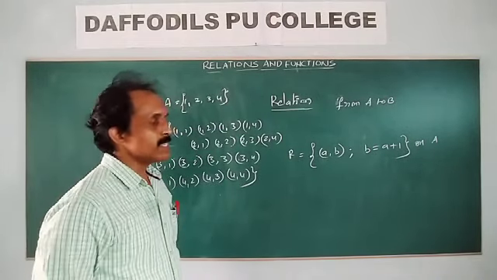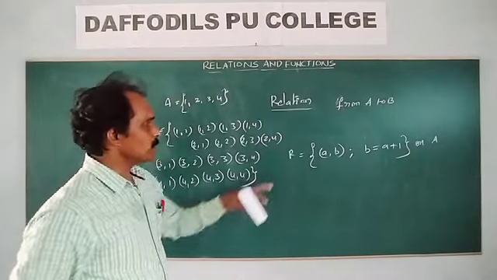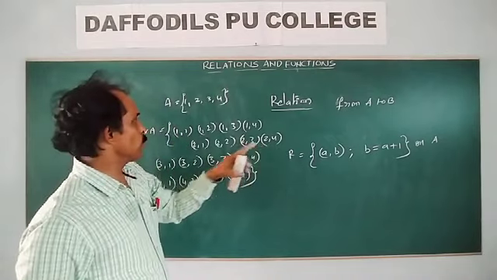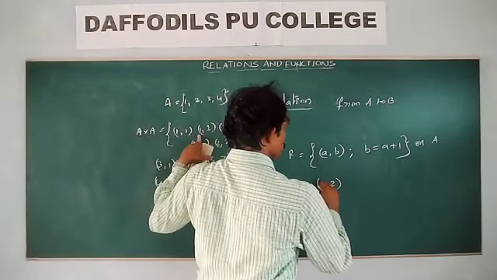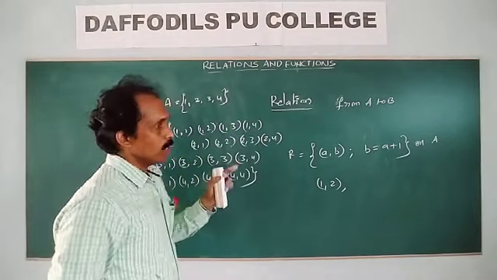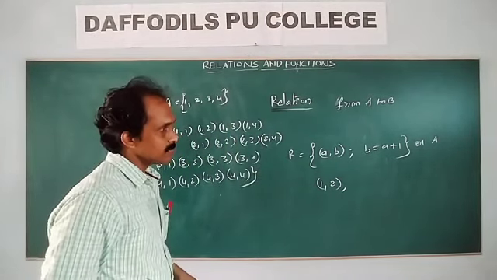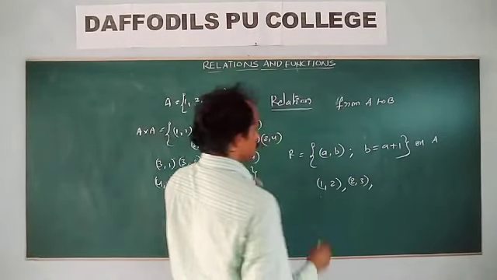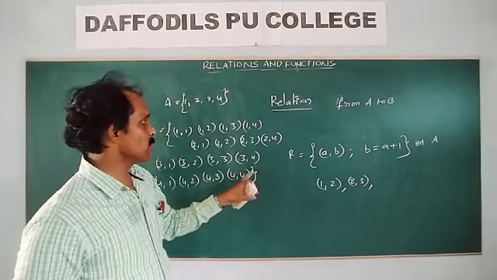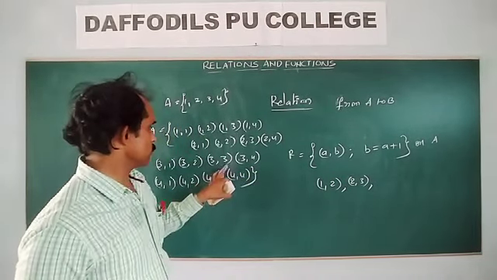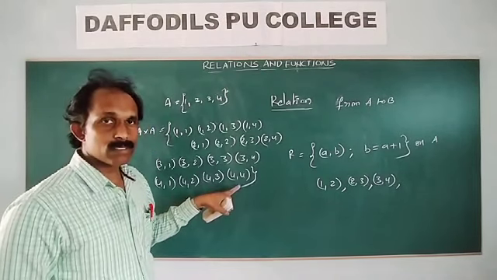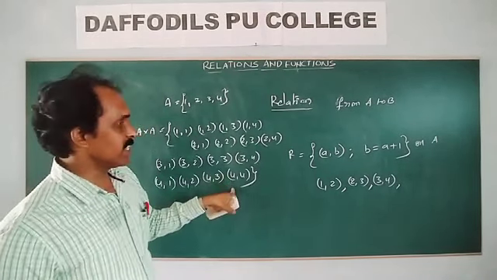So what is the relation? b is equal to a plus 1. Put a equal to 1, b value is 2, so (1, 2). Next put a equal to 2, b is 3, so (2, 3). Put a equal to 3, 3 plus 1, so (3, 4). Next put a equal to 4, 4 plus 1 is 5, which is not in the set. So we stop here.